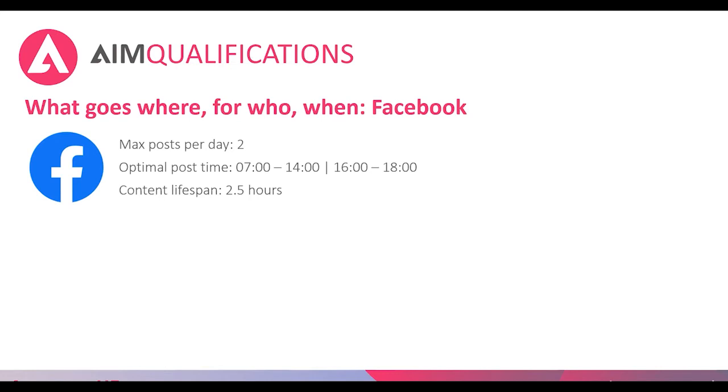Facebook. The maximum number of posts you want to see on Facebook is about 2 a day, and your optimum post time will be between 7 and 2, and then 4 to 6, especially for any educational centres, because you're going to catch that evening viewing and also the midday viewing. Content after being posted on Facebook lasts about 2.5 hours. The audience profile for Facebook is age ranges between 18 and 44 as the majority of users. So you're looking at older students, past students, and community members.